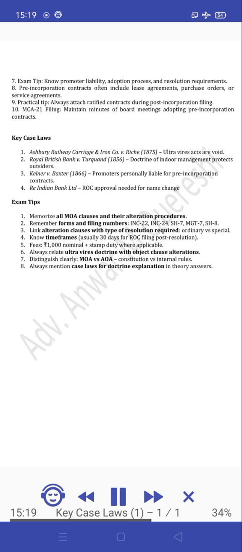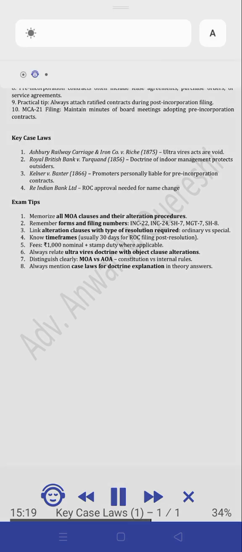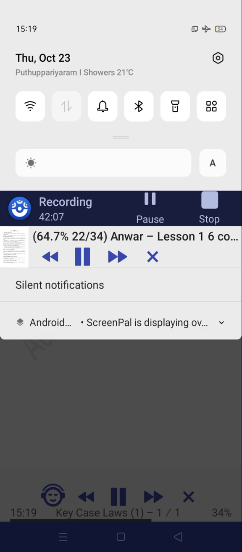6. Always relate ultra vires doctrine with object clause alterations. 7. Distinguish clearly. MOA versus AOA. Constitution versus internal rules. 8. Always mention case laws for doctrine explanation and theory answers.